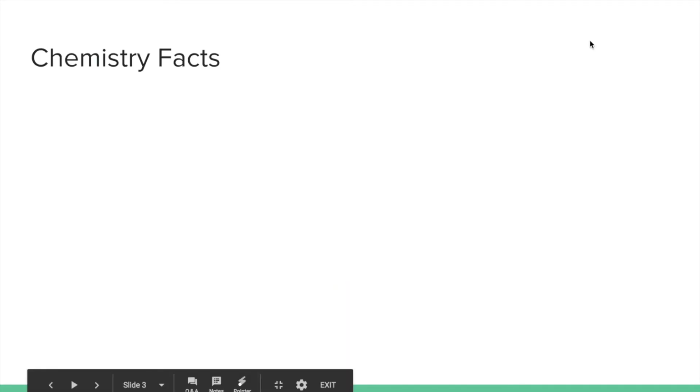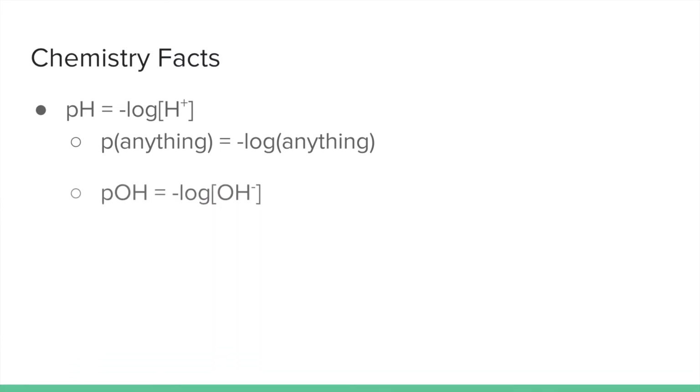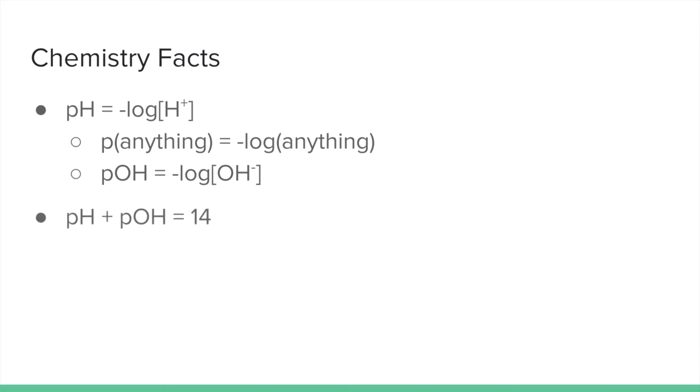Next, we're simply going to go over a few chemistry facts and equations that we're going to be using with our simple math rules. The first that we have is pH is equal to the negative log of the concentration of hydrogen ions. Generally, we know that the P of anything is equal to the negative log of anything. So we also know that the pOH is equal to the negative log of hydroxide. Another rule that we have is that the pH plus the pOH is always equal to 14. They must always add up to 14.